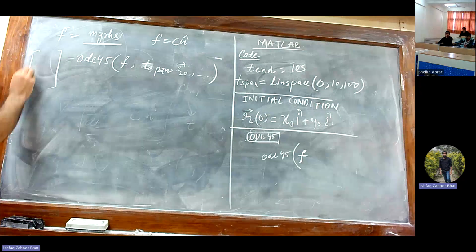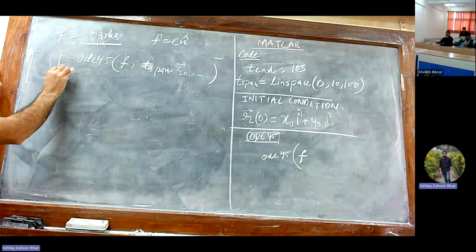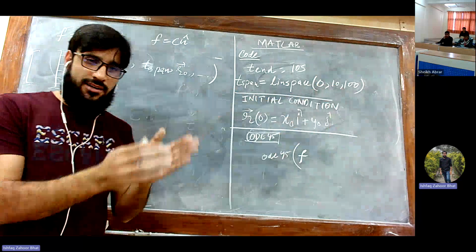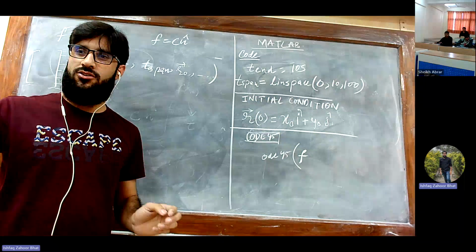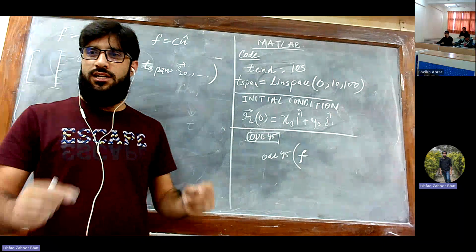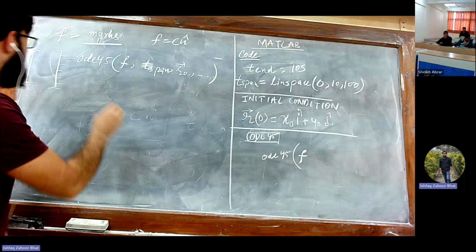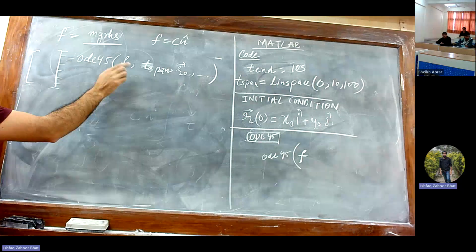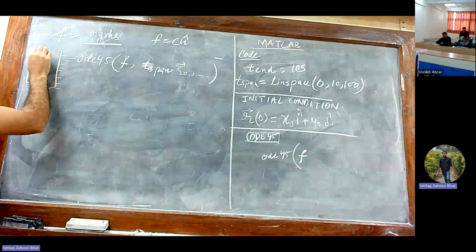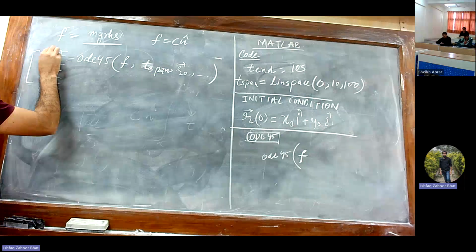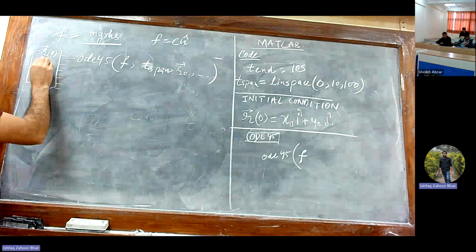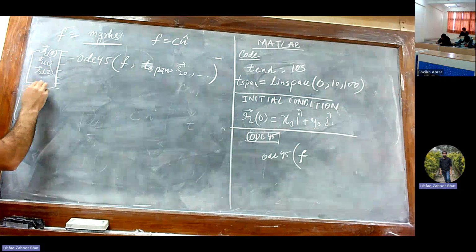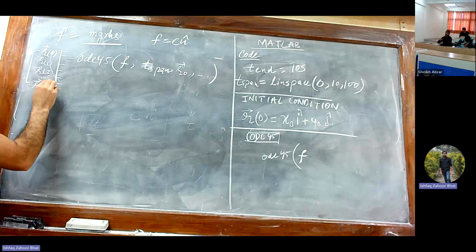It will return us, so there are 100 time steps. If you remember from here, there is time from 0 to 10, but this time interval has been divided into 100 steps. So corresponding to each step, ODE45 will return us the value of R. So there will be R of 0 initially, then R of 1, then R of 2, so on, up to R of 100.